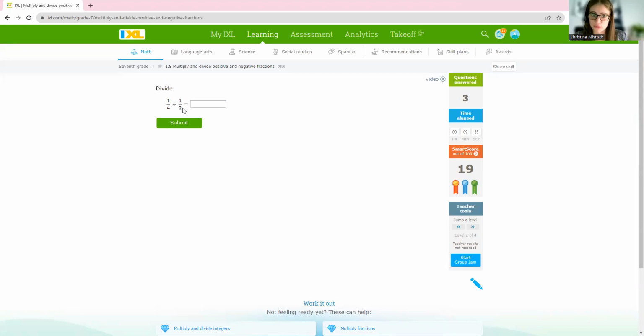But if we remind ourselves of the rules when we're working with signed numbers, so positives and negatives, if they have the same sign, your answer will be positive. Different signs, your answer will be negative. So since they have the same sign, it'll just stay positive. So we can always put that there to remind ourselves. All right, we have 1/4, and that is divided by 1/2.